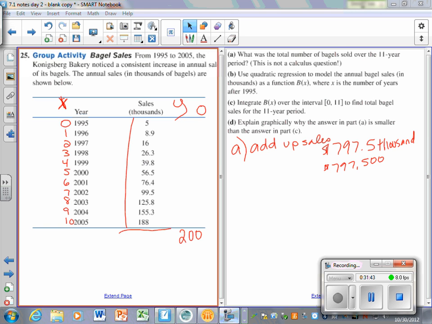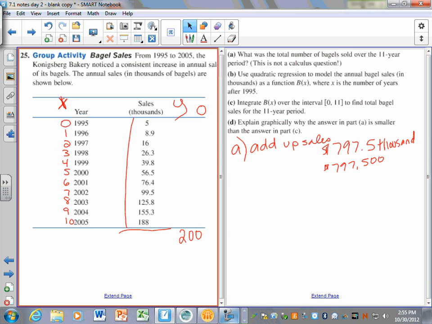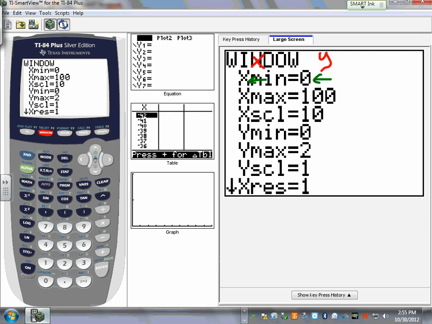Okay, sorry. Wrong button. Where's my calculator? Okay, so I'm going to go to my window, and I'm going to make my x-axis go from 0 to 10. My scale, I'm going to make it just go by 1.